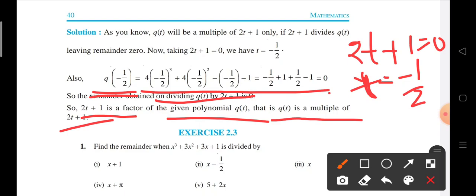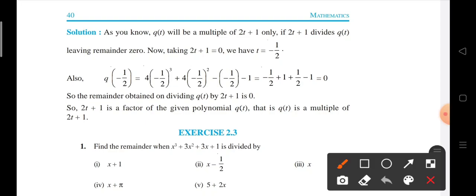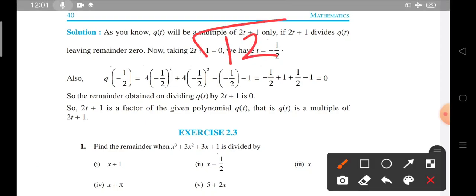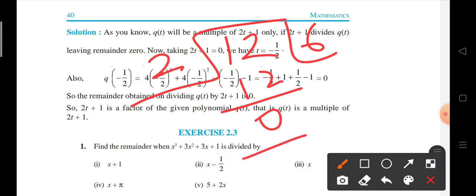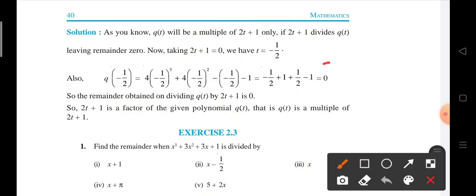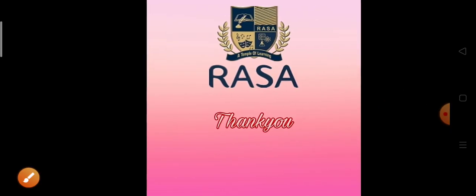Because, whenever we divide a dividend by a divisor, if it is a factor, then it would be exactly divisible and the remainder will be left as 0. So in this case also the remainder is 0. Therefore we can say that 2t plus 1 is a factor of q(t), or you can say q(t) is a multiple of 2t plus 1. Clear? Thank you.